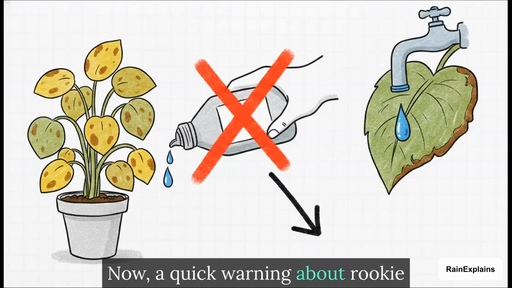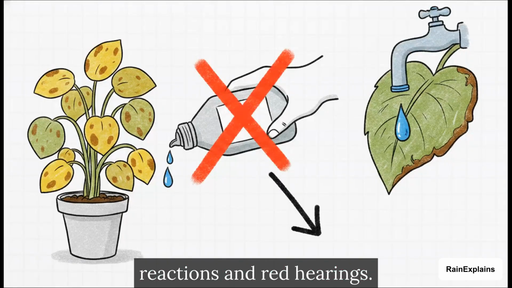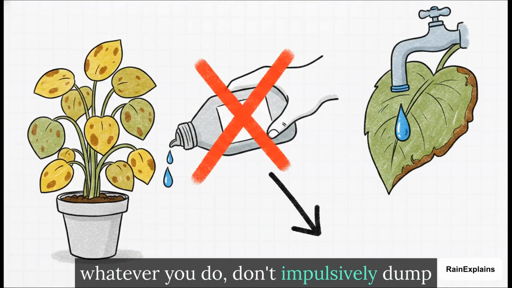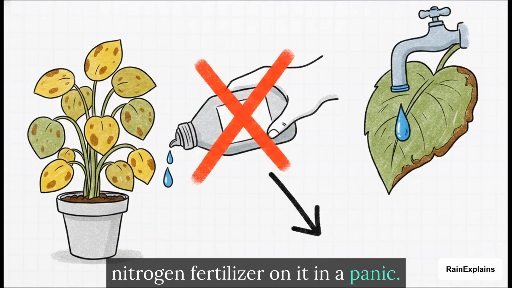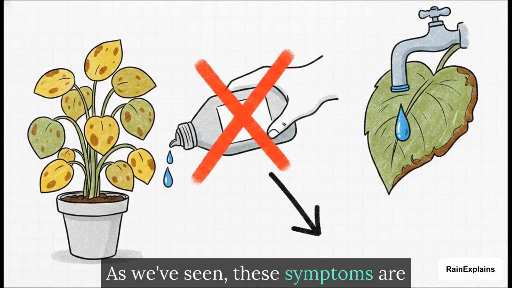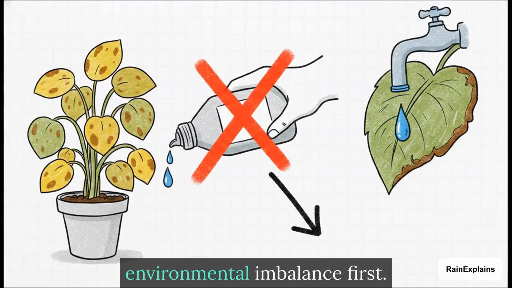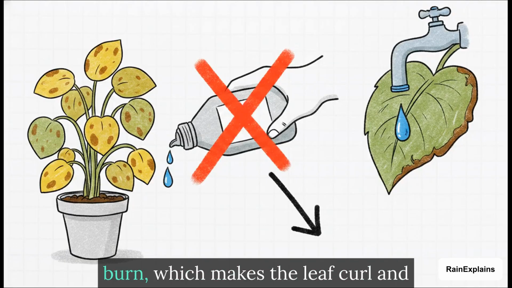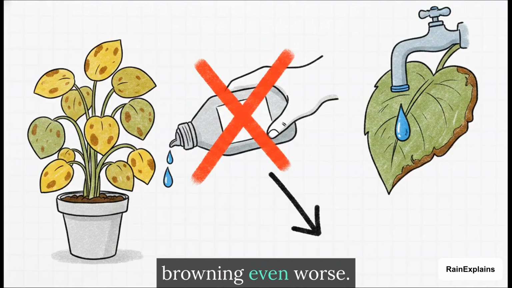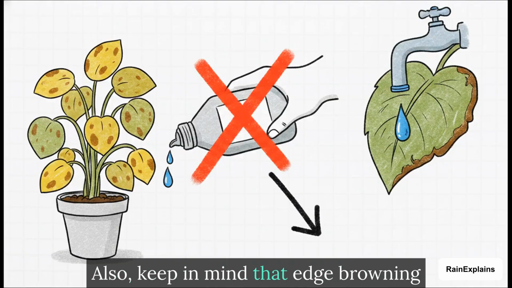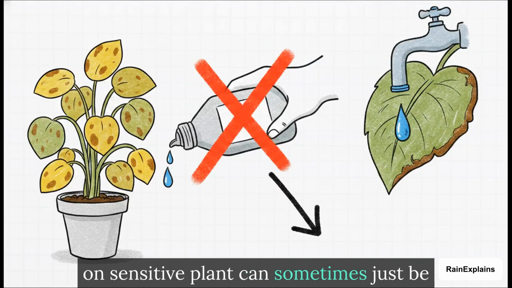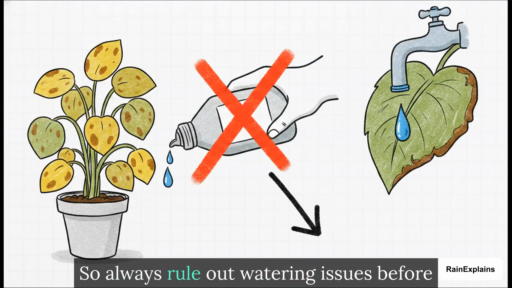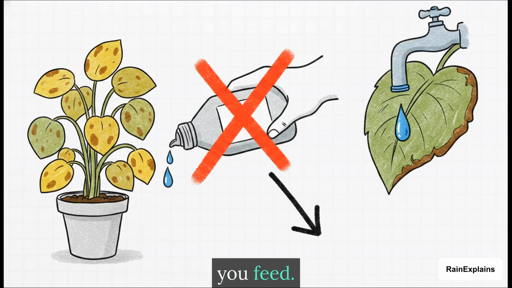Now, a quick warning about rookie reactions and red herrings. When you see a yellowing leaf, please, whatever you do, don't impulsively dump nitrogen fertilizer on it in a panic. As we've seen, these symptoms are almost always a moisture or environmental imbalance first. Adding random fertilizer can cause saltburn, which makes the leaf curl and browning even worse. Also, keep in mind that edge browning on sensitive plants can sometimes just be a reaction to chlorine or fluoride in your tap water. So always rule out watering issues before you feed.